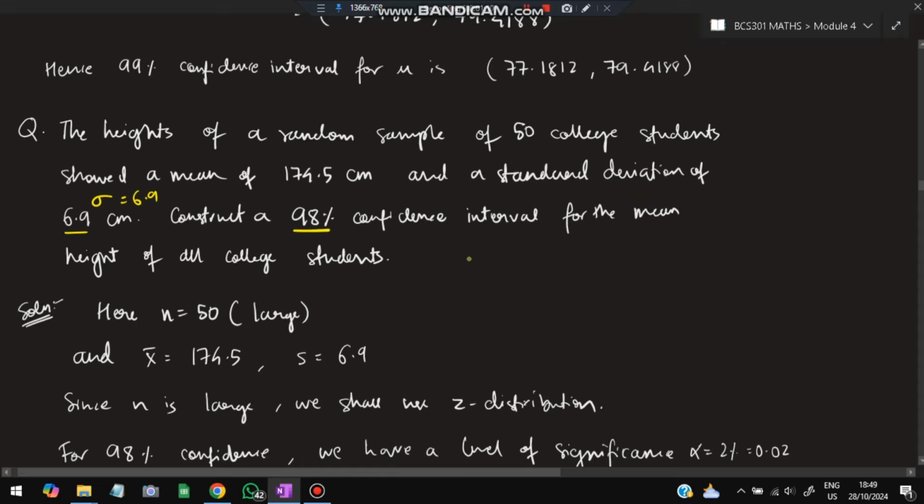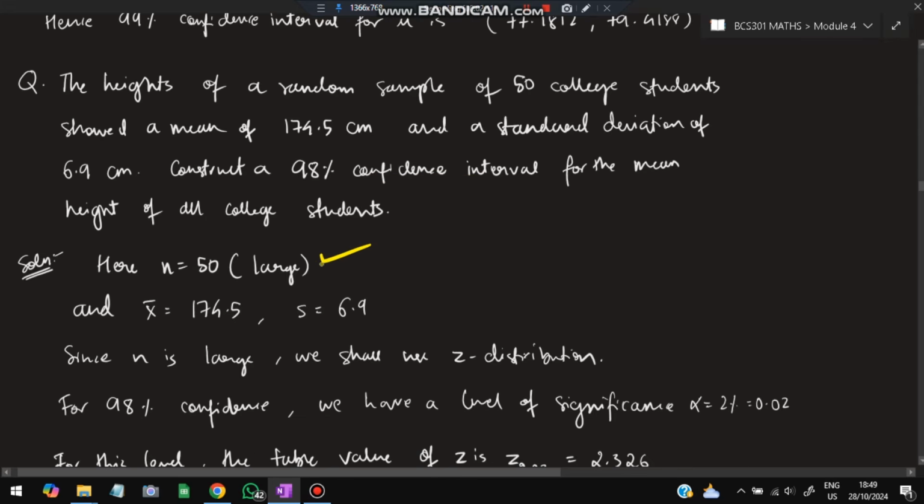So alpha is equal to 0.02, and we need the confidence interval for the mean height of all college students. Now see, the sample size is 50 here, which is larger than 30, which is why we have to calculate the z alpha value. We have to refer to the z table, and since the confidence interval is asked, this is a confidence interval question.